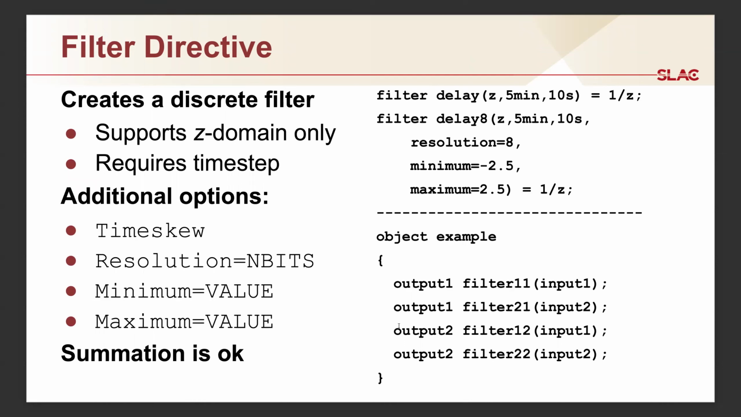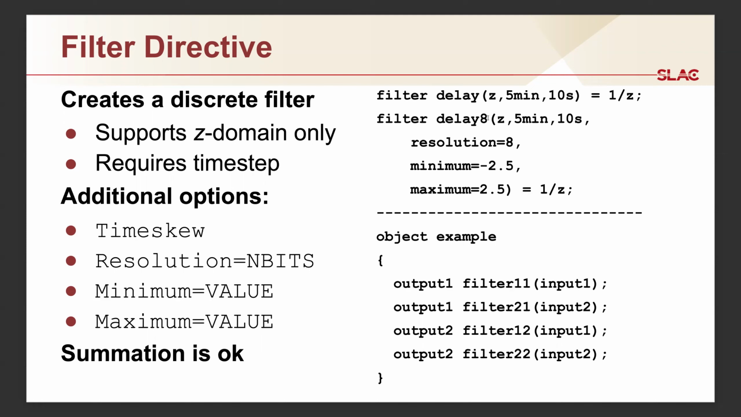There are, of course, some pretty typical ones like delay and finite difference filters. Here's an example of a delay filter that simply implements a delay of 10 seconds. And so when a property refers to another property's value through a delay filter, it sees the value of the other property 10 seconds after it changes.